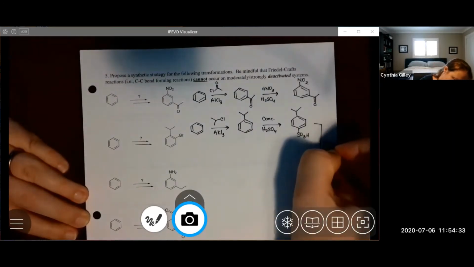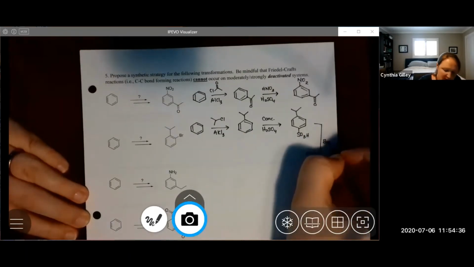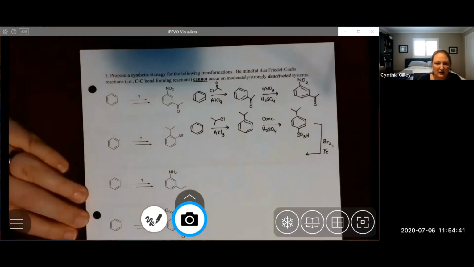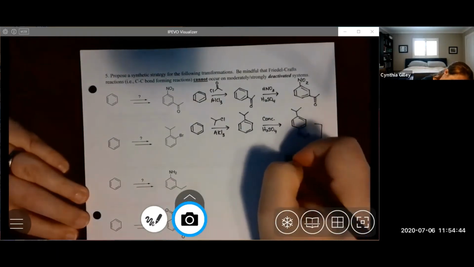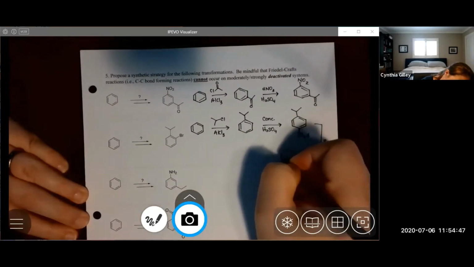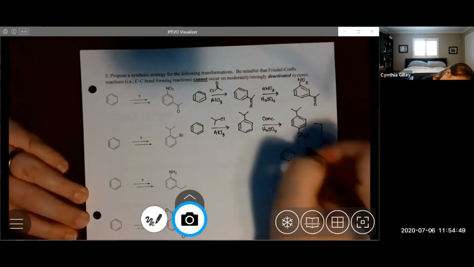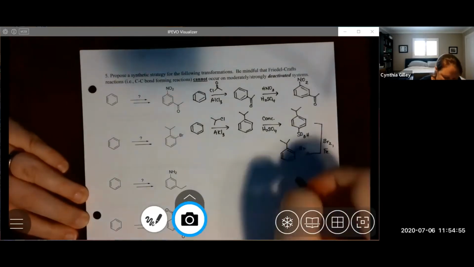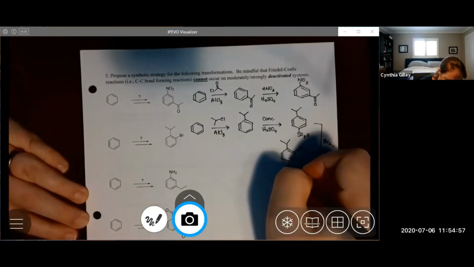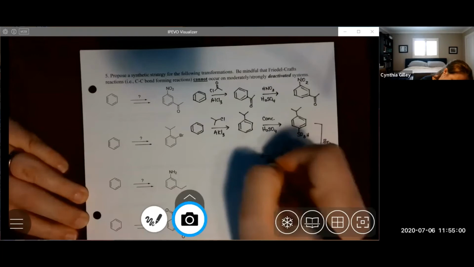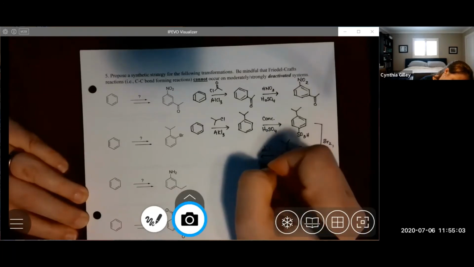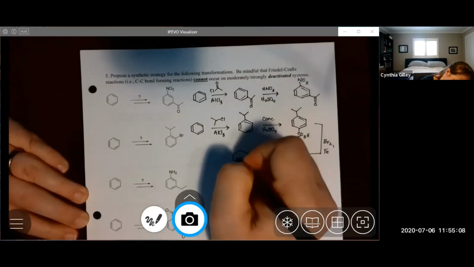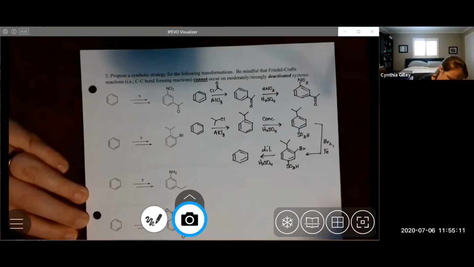a bromine. So to add a bromine, we need Br2 and some sort of catalyst. You could use iron tribromide or just iron, or aluminum tribromide is also good. Put our bromine in there. Now we can just remove that sulfonyl group with dilute acid. That's the beauty of the sulfonyl group, is you can use it as a blocking group and get rid of it later.